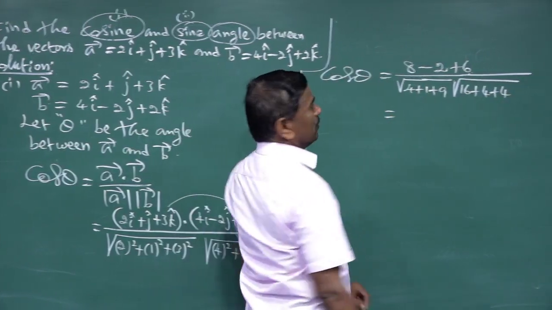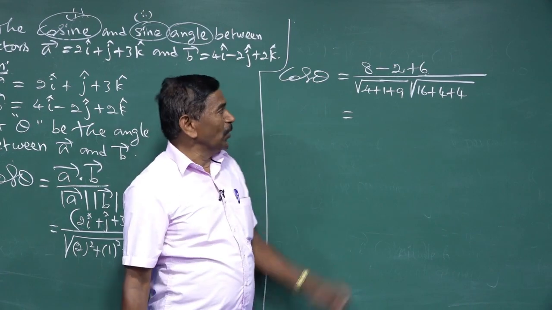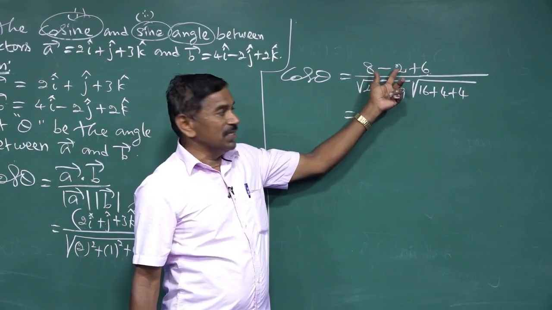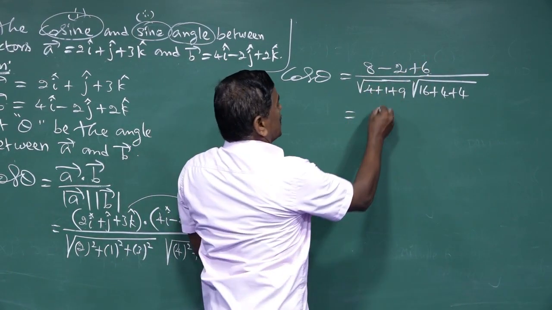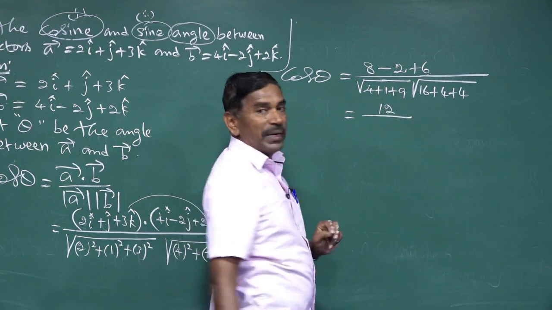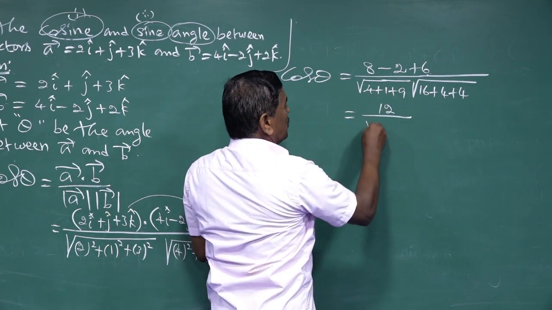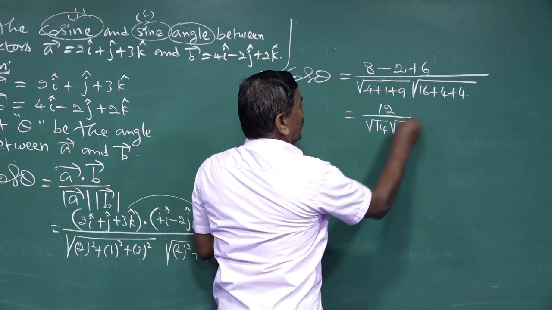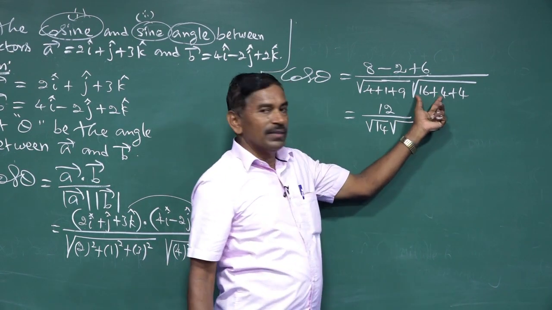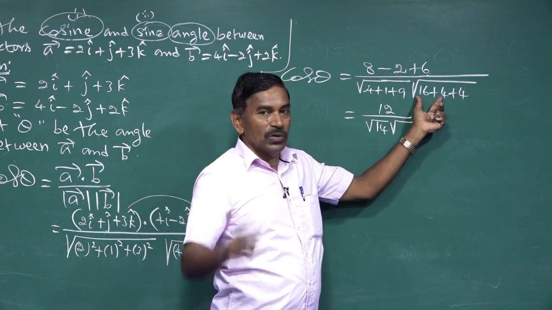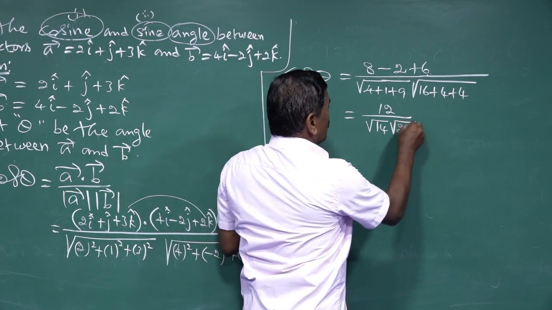Now, which is equal to, yourself? 8 minus 2, 6. 6 plus 6, 12. Yes, your answer is correct. Numerator 12 divided by root 14. So 10 plus 4, root 14, into root 24.